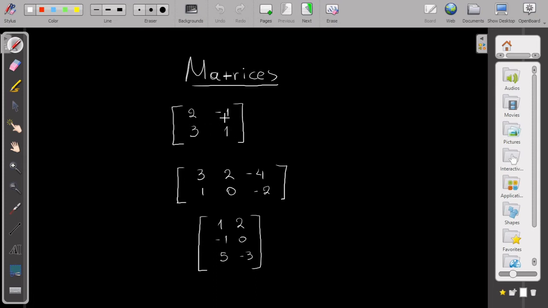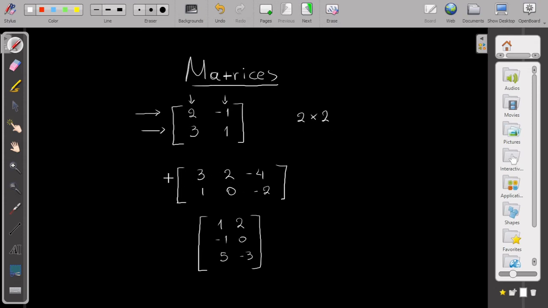The matrix is defined by its dimensions. Which are the dimensions of this matrix? Now, the dimensions is the number of rows. How many rows does this matrix have? 2. And its columns. How many columns does it have? Also 2. So we say that the dimensions or the order of this matrix is 2 by 2.